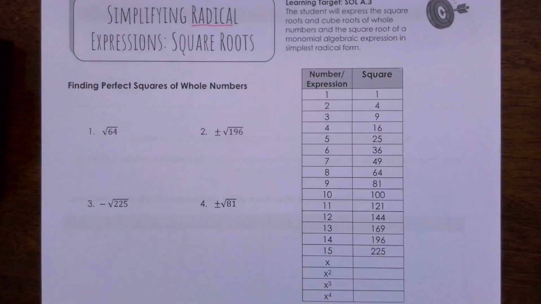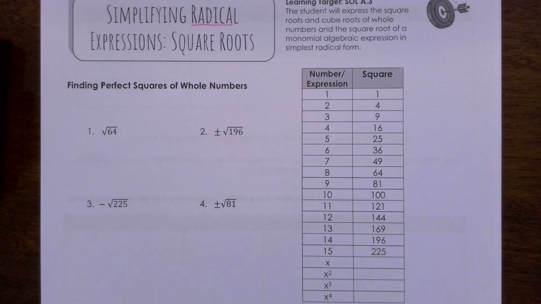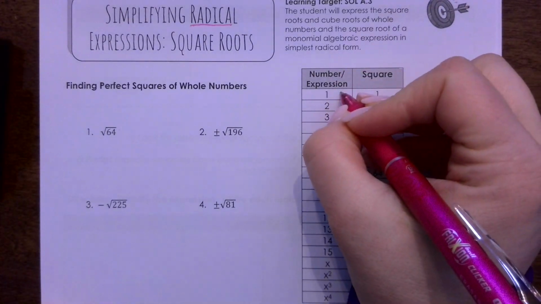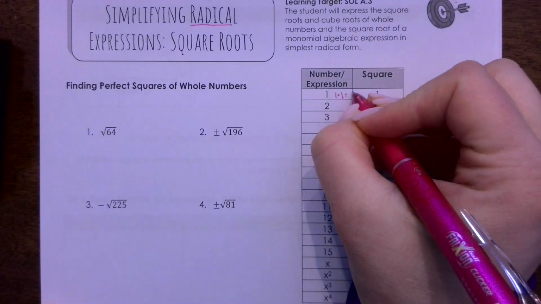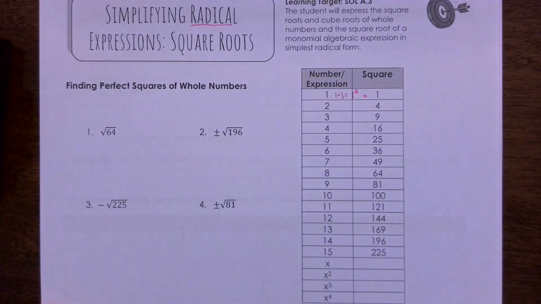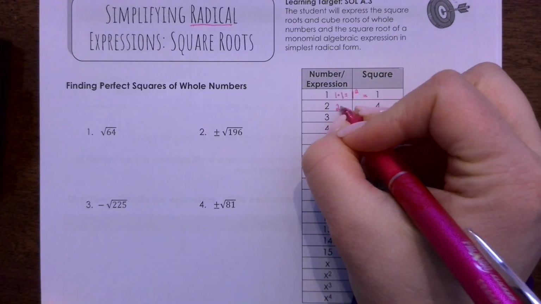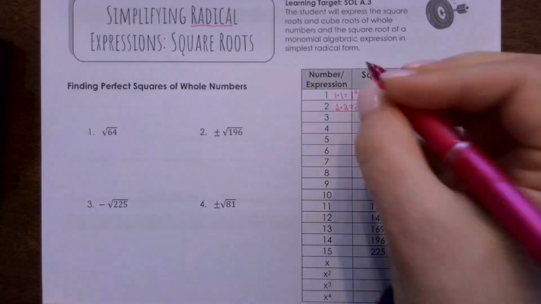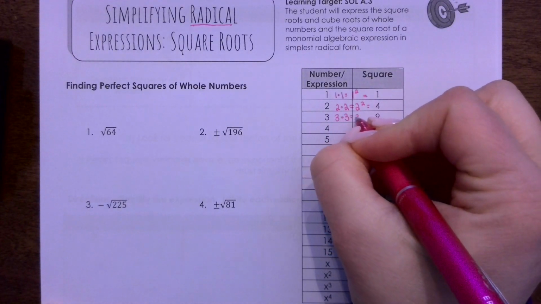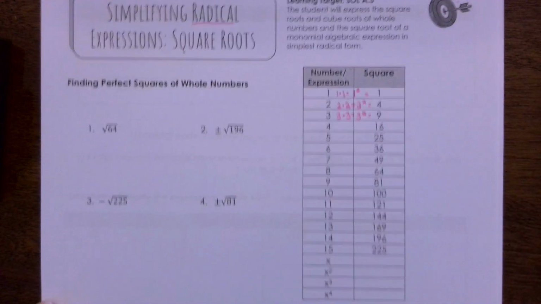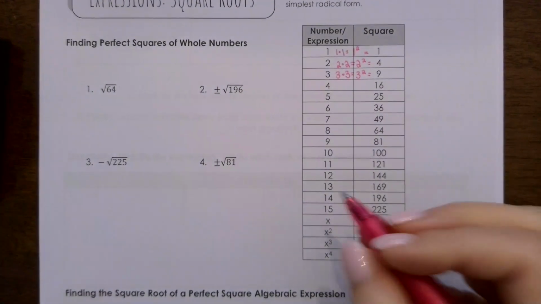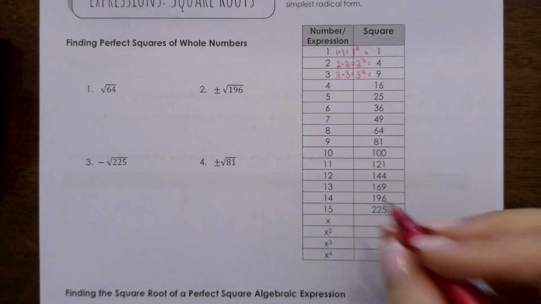And you learned in the past that radical expressions or square roots are really the opposite of squaring a number. So if I have the number 1, well, 1 times 1 equals 1 squared, which equals 1. And 2 times 2 equals 2 squared, and that equals 4. And 3 times 3 equals 3 squared, and that equals 9. And I could keep on going all the way up to 15 squared, but I can continue on with variables.